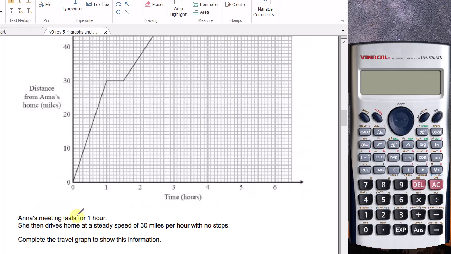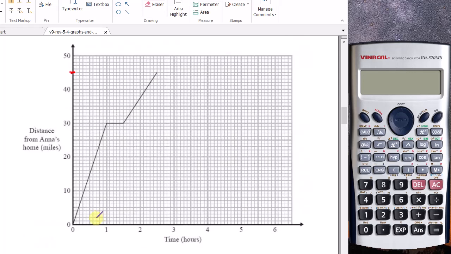Well, the first one is, if the meeting lasts 1 hour, she's not travelling. Not travelling is a horizontal line for that one, so she had a half hour break going there. So we need an hour's break here, which is from 2.5 to 3.5. So that was the meeting. And then you can do it by calculation.